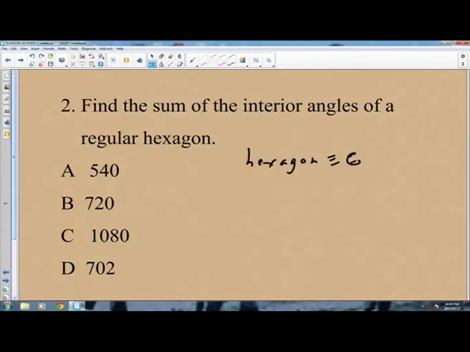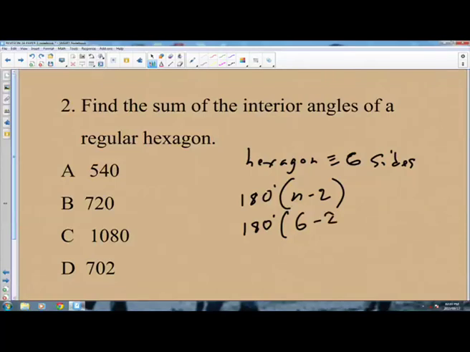Six sides. This is a shape with 6 sides. So the sum of the interior angles of any polygon is given by the formula 180 degrees times n minus 2, where n is the number of sides. So in this question, it's a hexagon with 6 sides. So this simply means it will be 180 degrees times 6 minus 2. And then this will be 180 degrees times 4.